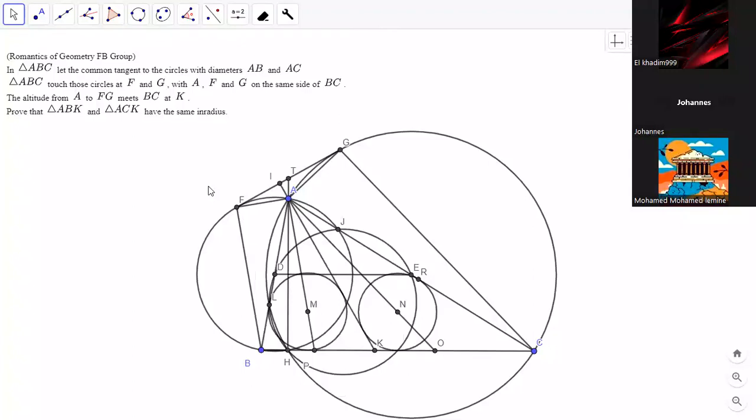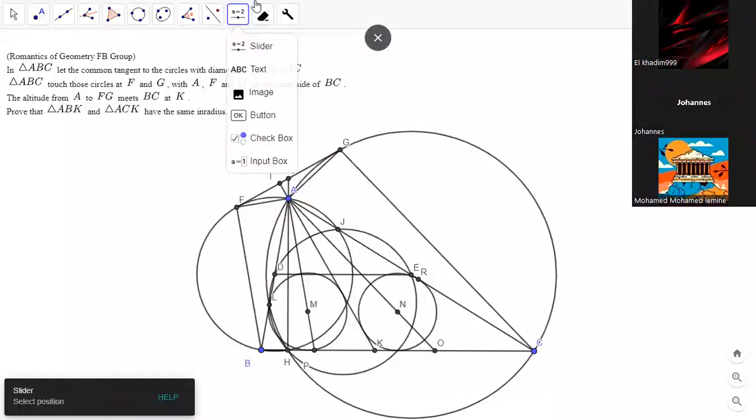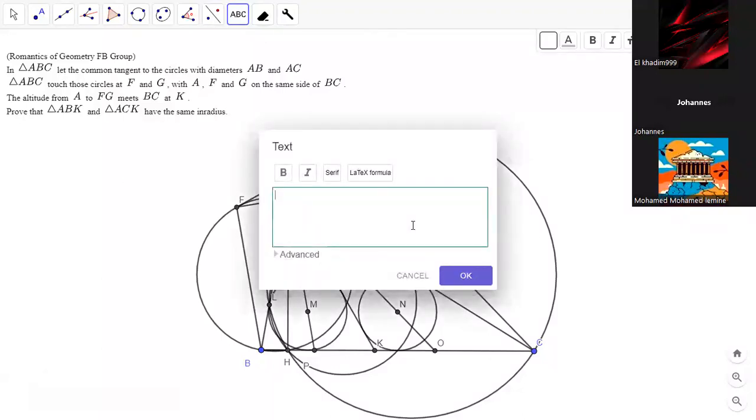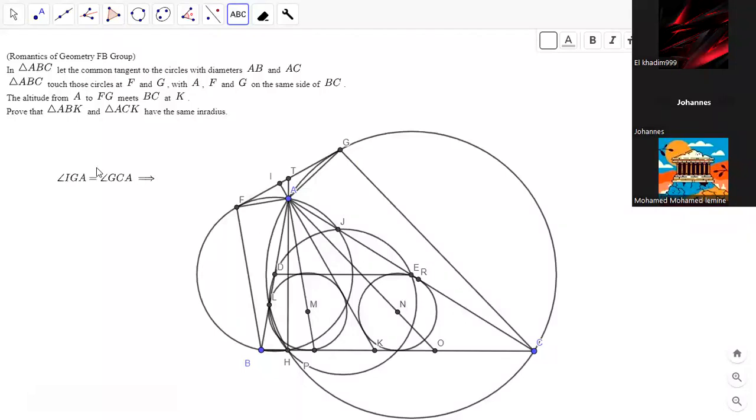Let me delete some stuff that I don't really need. Okay. So first, I'm going to show AN is parallel to CG. That should just be an angle chase, because angle NAC is half of angle KAC, which is half of 180 minus IAC. But angle IAG is GAC. So I'll write it like this. Angle IGA is GCA. So that implies that angle IAG is angle CAG.